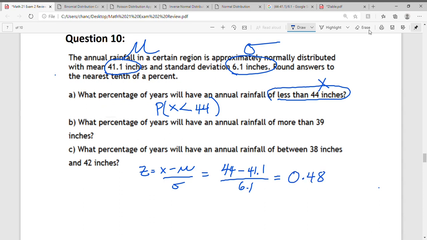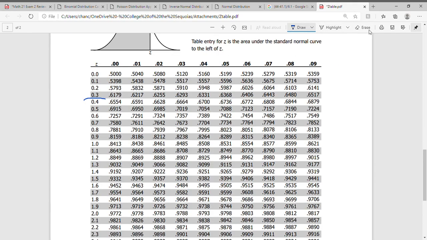And so the probability of X less than 44 is equivalent to the probability of Z less than 0.48. We have converted this to a z-score. Now we can use our z-table. Let's find 0.4 in the row, and the column here is 0.08. Intersect the row and column. We have our solution here: 0.6844.